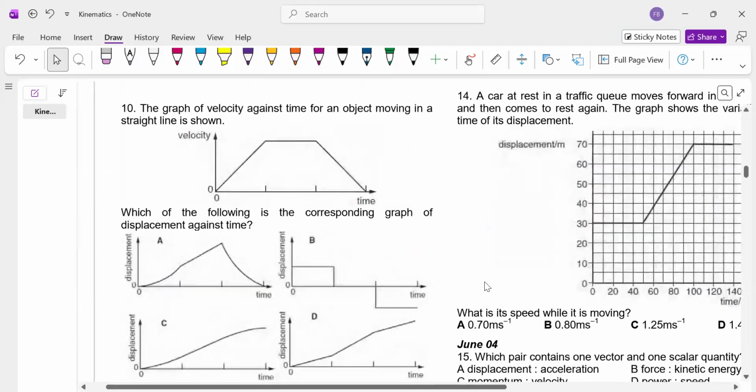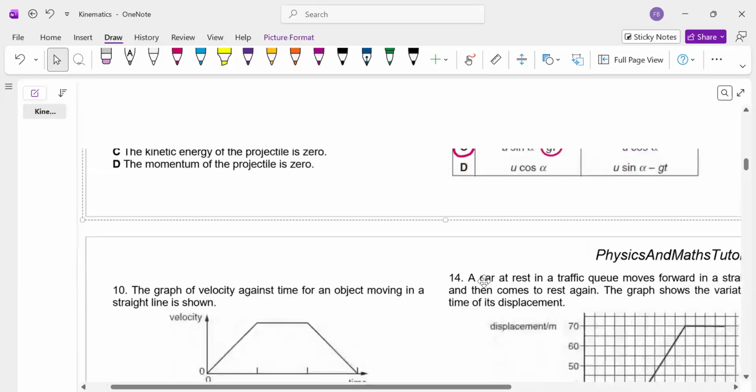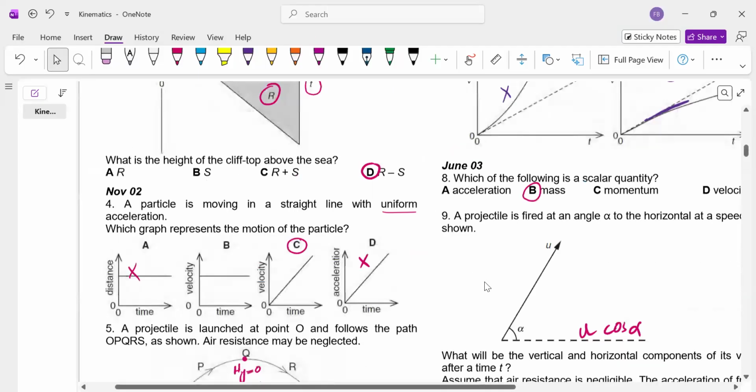Okay, now. The graph of velocity against time for an object moving in a straight line is shown. This is a velocity time graph. Which of the following is the correct corresponding graph of displacement against time? Now you need to tell the displacement time graph for this.